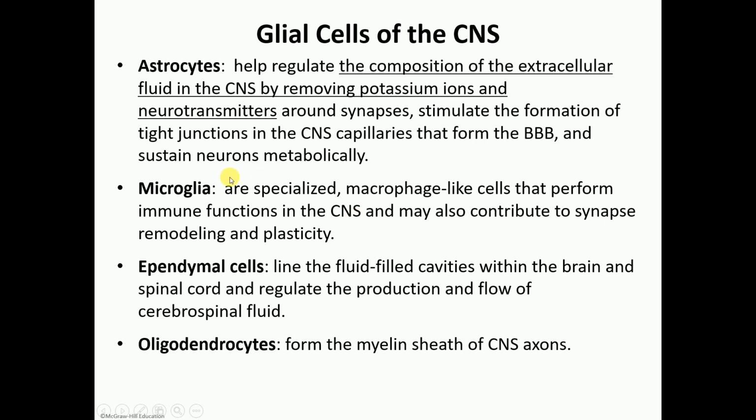Microglia also have a function in remodeling and plasticity. So we are going to talk about the ability of the CNS to make new connections as we learn more things. That process is known as remodeling and plasticity. Ependymal cells line the fluid-filled cavities found in the brain and the spinal cord, and they help regulate the production and the flow of CSF. The oligodendrocytes form the myelin sheath within your CNS.